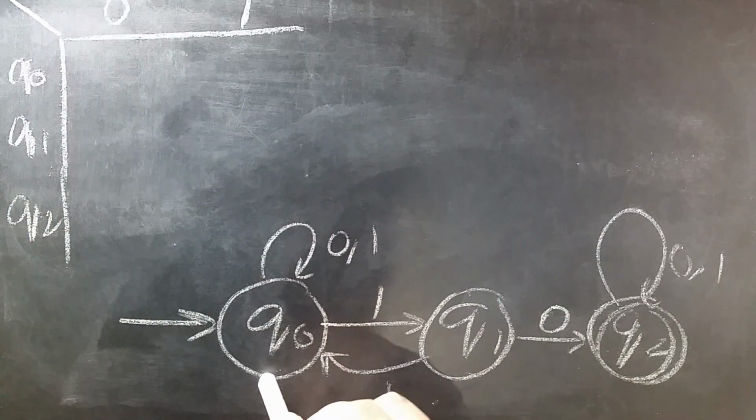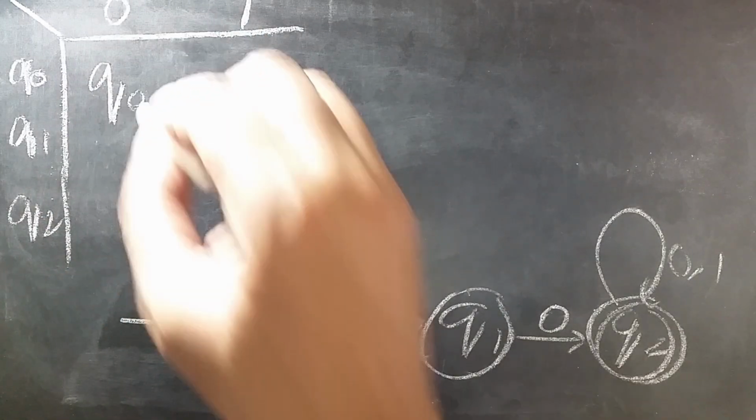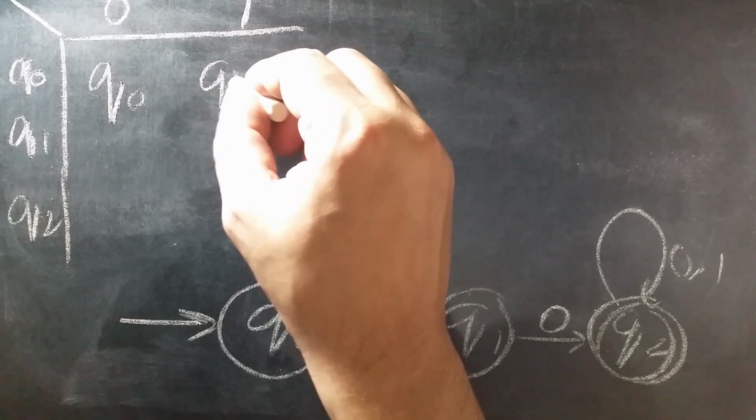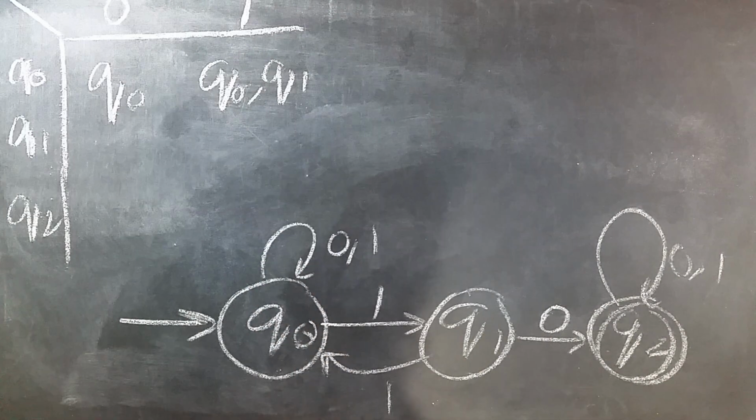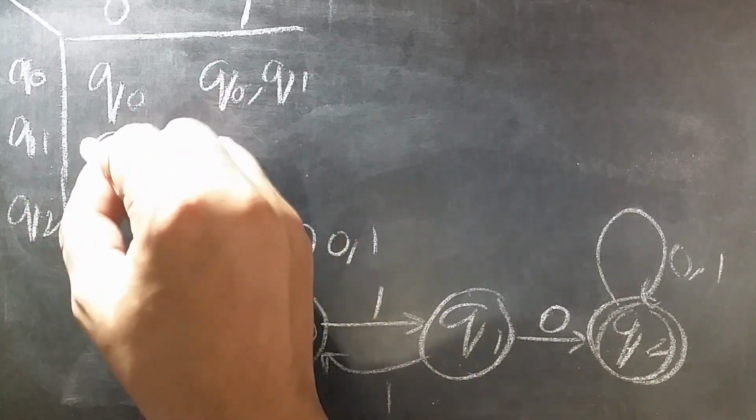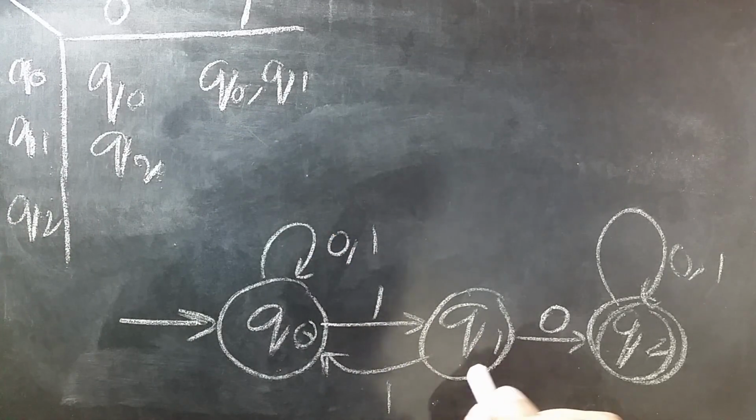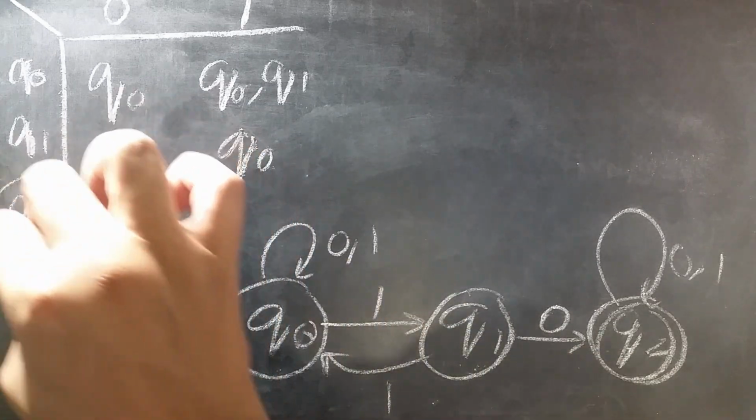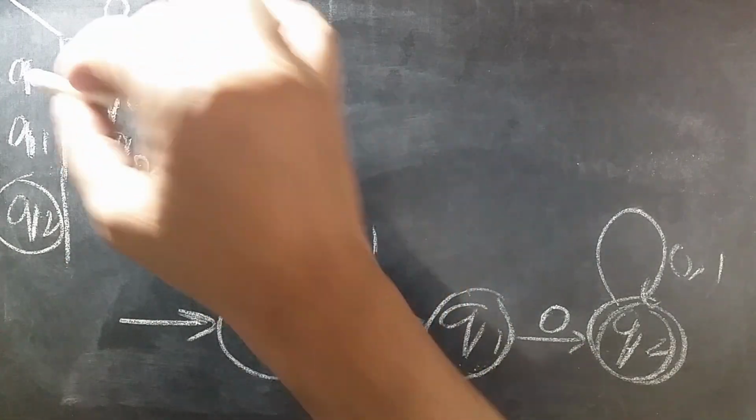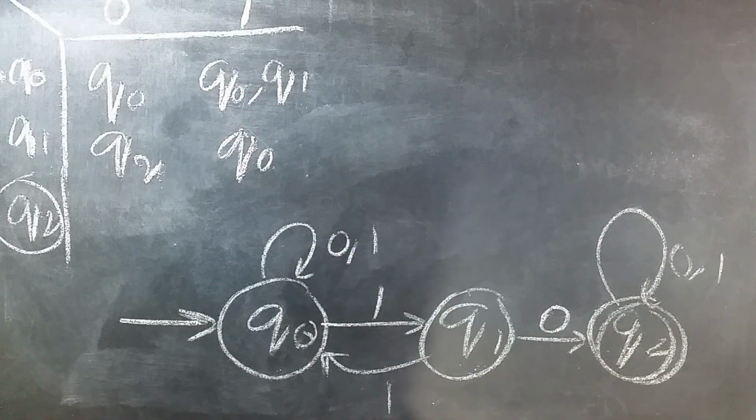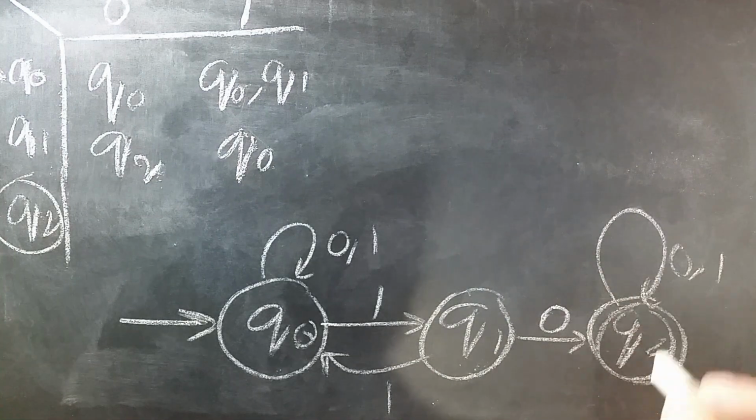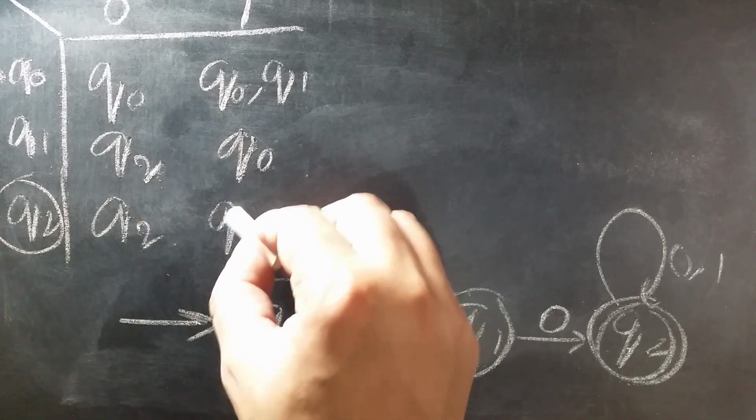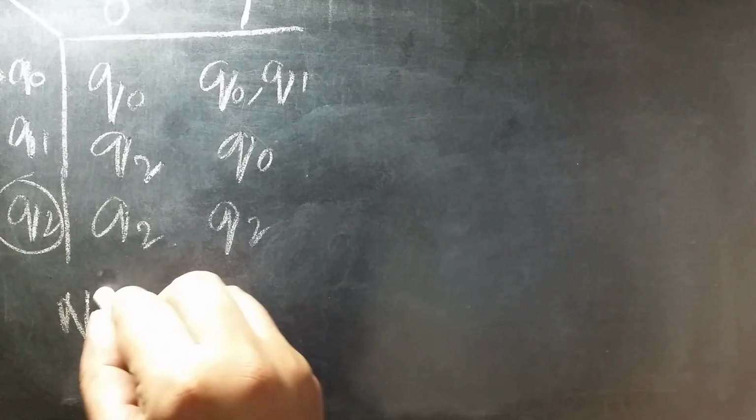On Q0, if the input is 0, we'll remain on Q0. If the input is 1, we'll go both to Q0 and also to Q1. On Q1, if the input is 0, we'll go to Q2. If the input is 1, we'll go back to Q0. Q2 is the final state, hence represented by a double circle, and we'll represent the initial state with a small arrow pointing to it. On Q2, if the input is 0, we'll remain on Q2, and if the input is 1, we'll also remain on Q2. Now this is the transition table for the NFA.